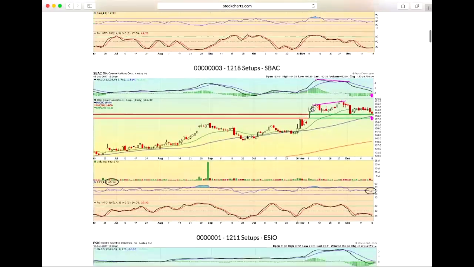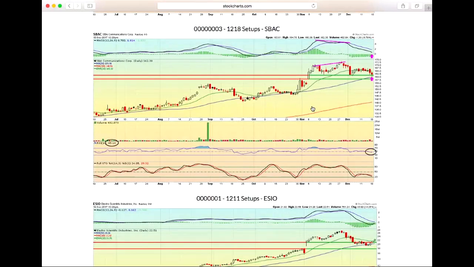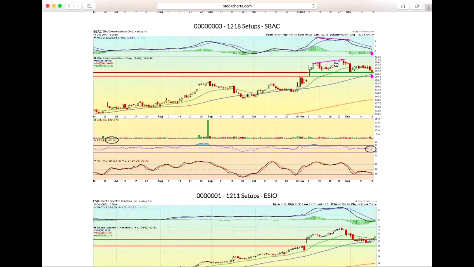And then the last one I have for this week is SBAC. On SBAC, actually, I just bought this one as well. But this one came down and is testing this area, at least the initial area of support at about 162. And you can see from these pink arrows, there was a negative divergence in place. So here was higher price, lower MACD.